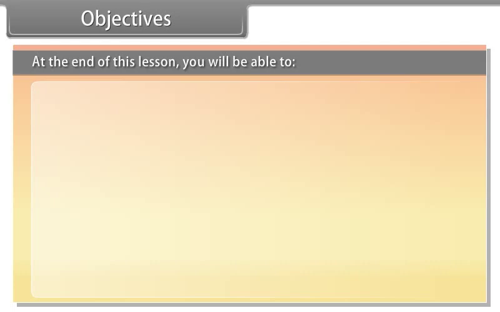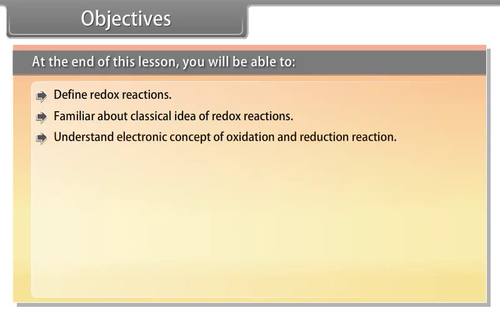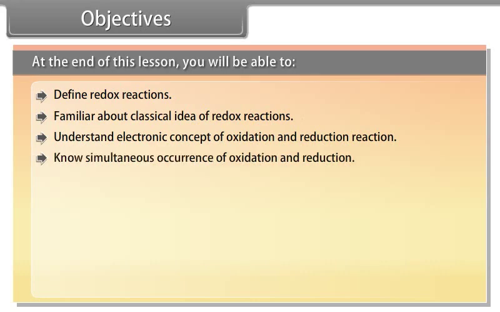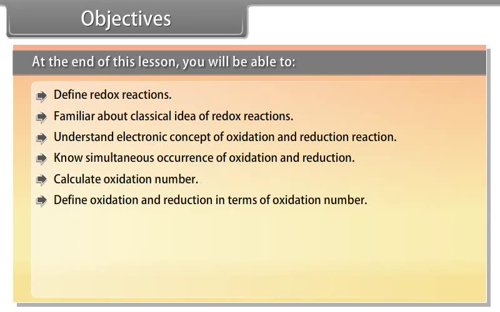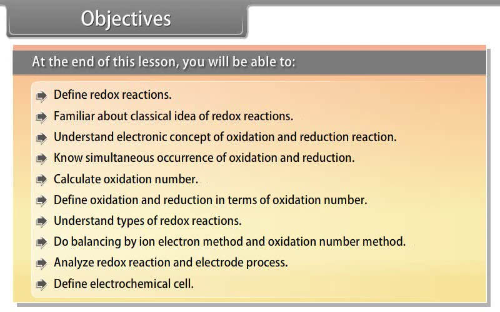At the end of this lesson, you will be able to define redox reactions, become familiar with the classical idea of redox reactions, understand the electronic concept of oxidation and reduction reaction, know the simultaneous occurrence of oxidation and reduction, calculate oxidation number, define oxidation and reduction in terms of oxidation number, understand types of redox reactions, do balancing by the ion-electron method and oxidation number method, analyze redox reaction and electrode process, and define electrochemical cell.